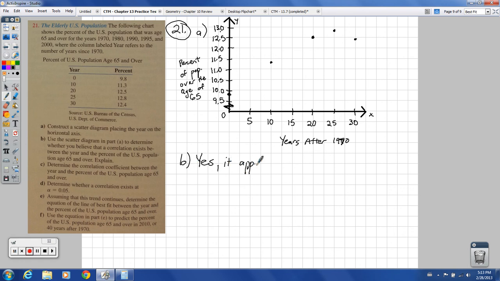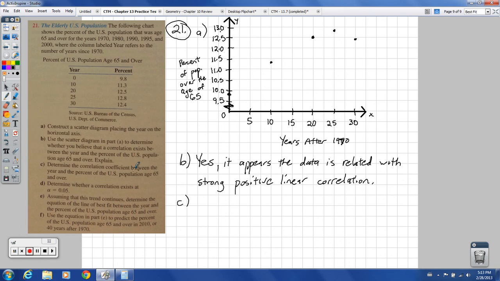It appears the data is related with, I would call that pretty strong. That looks pretty strong to me, with a strong positive correlation. Positive, we are talking linear correlation, so I'll even add that in here. So it looks like it's related with a positive linear, strong positive linear correlation.